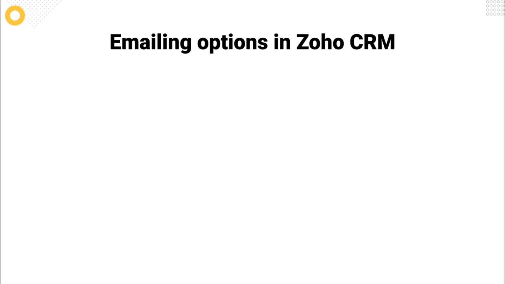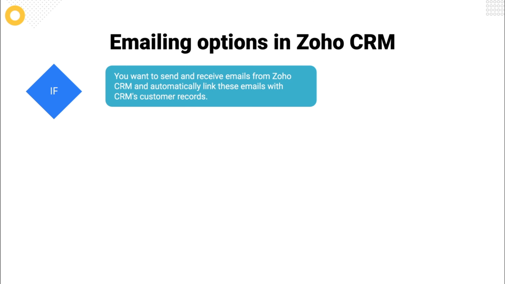We can see 3 different cases with different results. If you want to send and receive emails in Zoho CRM and automatically link these emails with CRM's customer records, you'll have to configure your email account with IMAP.